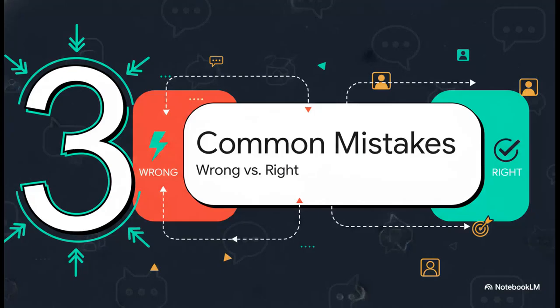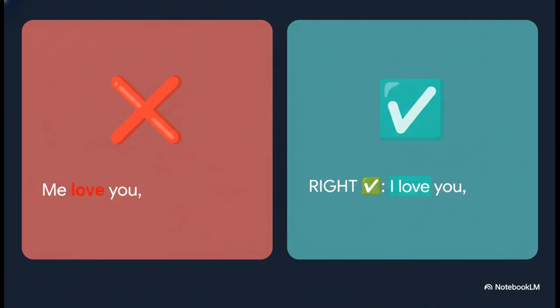Okay, now that we know the rule and we know the players, let's apply this knowledge and fix some of the most common mistakes that English learners make. This is where it's all going to click into place. The classic me love you. The emotion is there, but the grammar, not so much. Why is it wrong? Well, because the pronoun is before the verb love. So we need the subject form. We need the doer. And the doer is always I. So it has to be I love you.